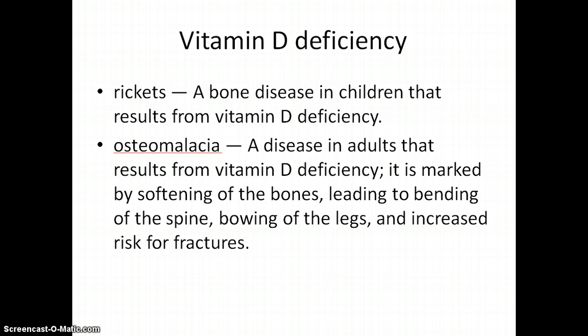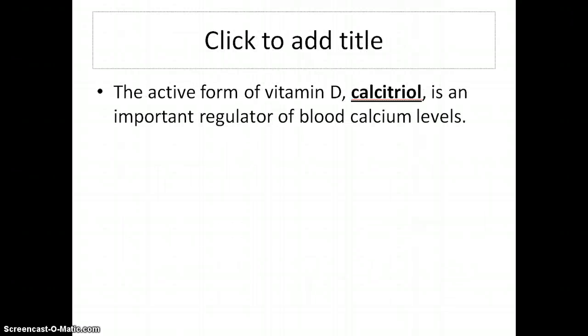A vitamin D deficiency can be seen as either rickets or osteomalacia. Rickets is often seen in children that lack vitamin D, usually from a lack of dairy and milk products in their diet. And osteomalacia, malacia means softening, and it's in adults. It's from vitamin D deficiency, and it's the softening of the bones that leads to bending of the spine. The legs are bowed, and they have more fractures. The active form of vitamin D is calcitriol, and it's an important regulator of our calcium levels in our body.